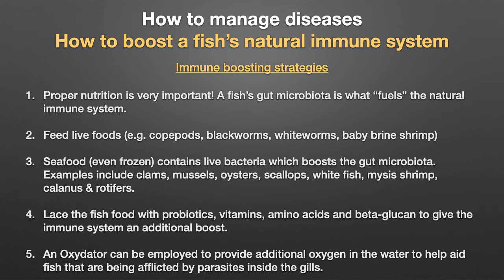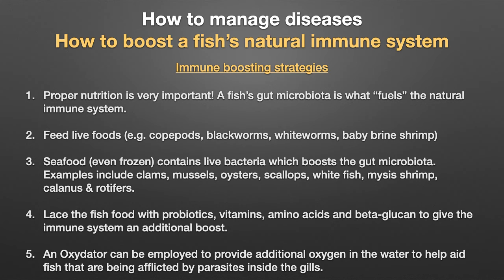How to boost a fish's natural immune system. Here are 5 immune boosting strategies. Strategy 1. Proper nutrition is very important. A fish's gut microbiota is what fuels the natural immune system. Strategy 2. Feed live foods, for example, copepods, blackworms, whiteworms, and baby brine shrimp. Strategy 3. Seafood, even frozen, contains live bacteria which boost the gut microbiota. Examples include clams, mussels, oysters, scallops, whitefish, mysis shrimp, calanus, and rotifers.